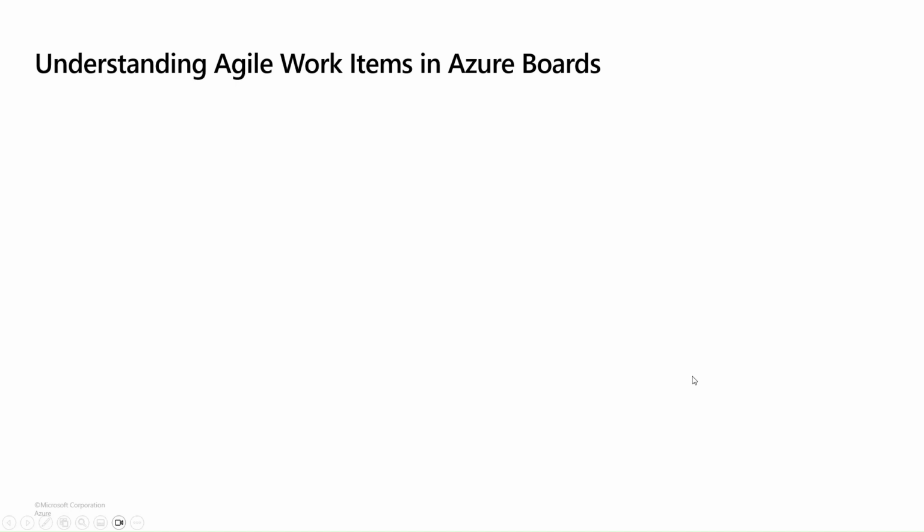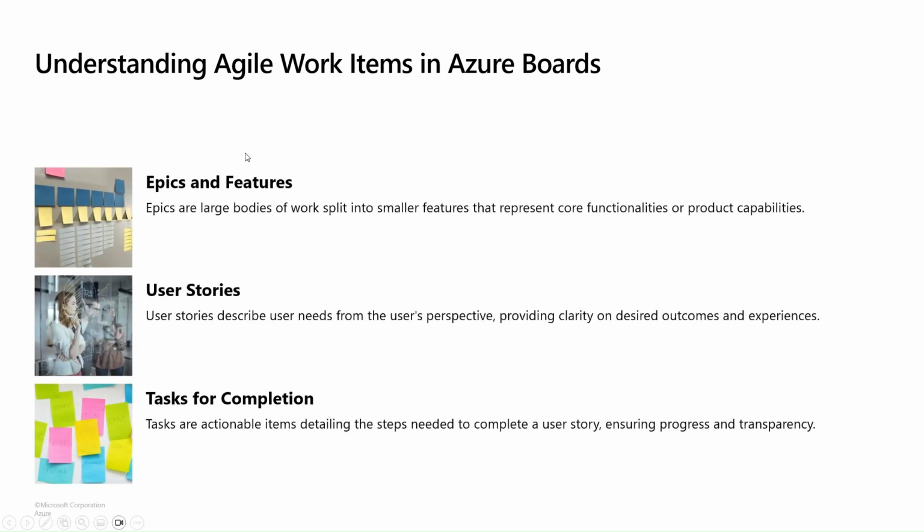Before we get into Azure Boards in Azure DevOps, we need to understand several agile work items that you need to know. First is epics. An epic is a large body of work, and each epic consists of several features. Features are the core functionality of a software, maybe creating documents or printing documents.